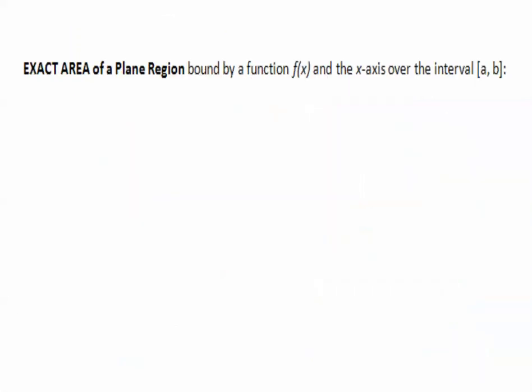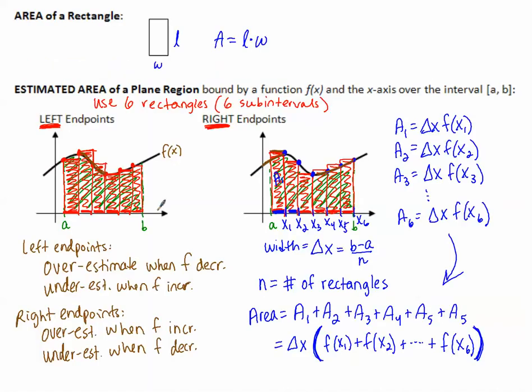Let's talk about where this is leading us to. We want ultimately not an estimate of the area, but an exact area. Not an estimate, but an exact area of a plane region. Whether it's a regular shape or not, we want an exact area. So what would be better than 6 rectangles? 7, 8, 9, 100, 1,000? Keep going. Let's take the number of rectangles to infinity.